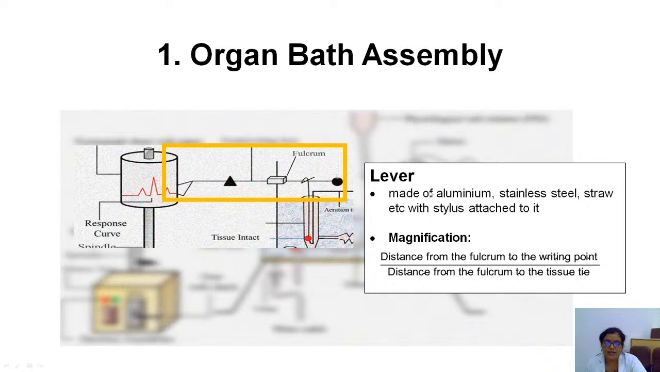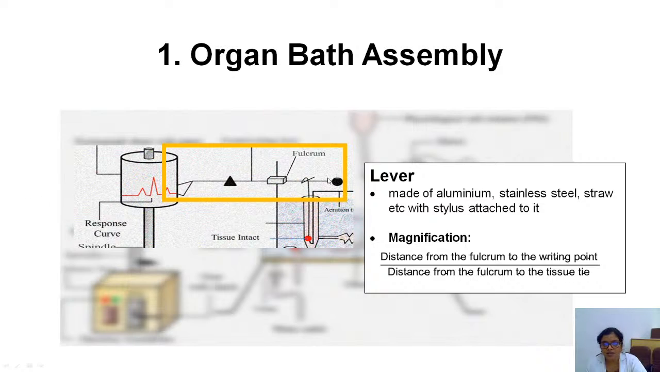The next part is the lever. So the lever is nothing but this straw, or made up of aluminium or stainless steel, and at one end it has a stylus attached to it. So this is a type 1 lever, where the fulcrum is in between.